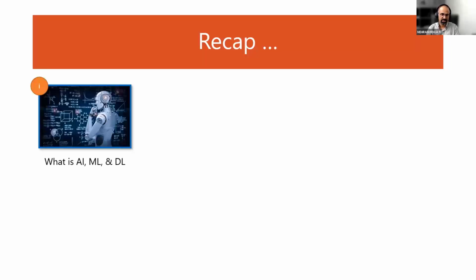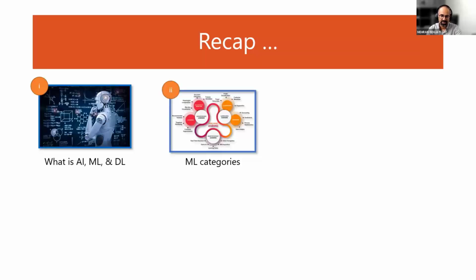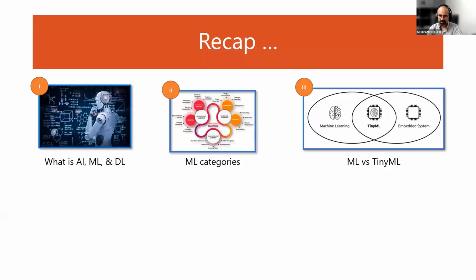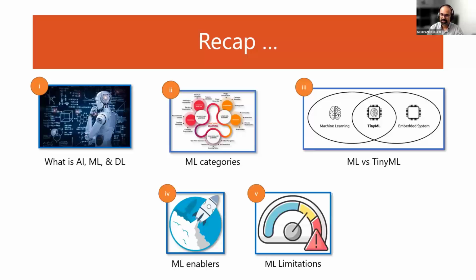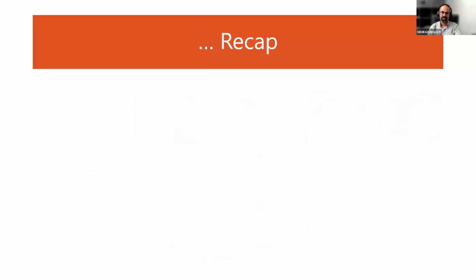To quickly recap the materials that we have covered yesterday, we talked about artificial intelligence, machine learning, and deep learning. We also had a quick look into different categories of machine learning, from reinforcement learning to supervised learning, like regression and classification, and also unsupervised learning. We gave an example about clustering. Then we talked a bit about the difference between machine learning and tiny machine learning, and we considered some of the main enablers and limitations in machine learning.